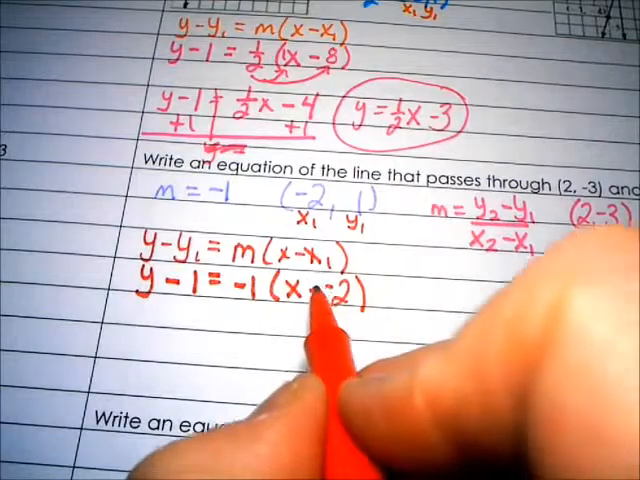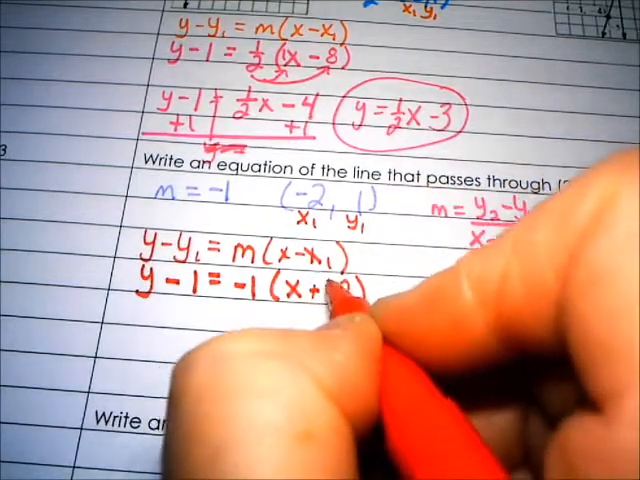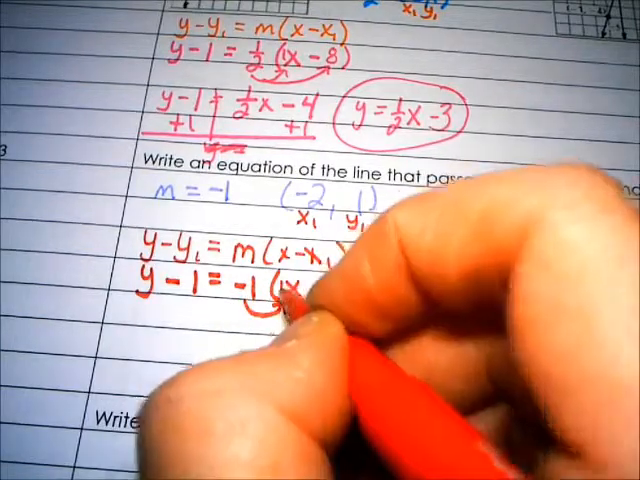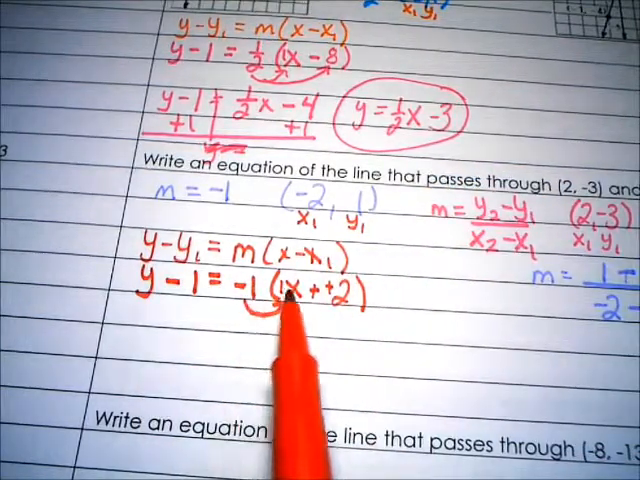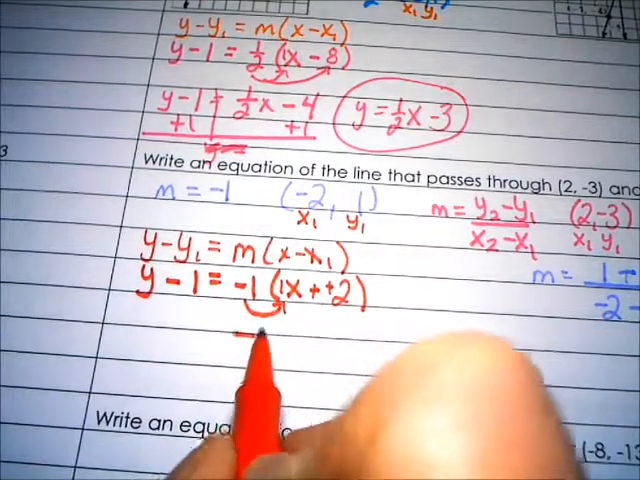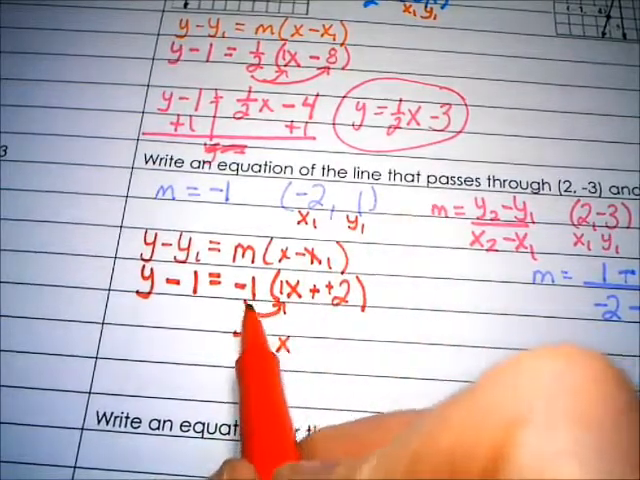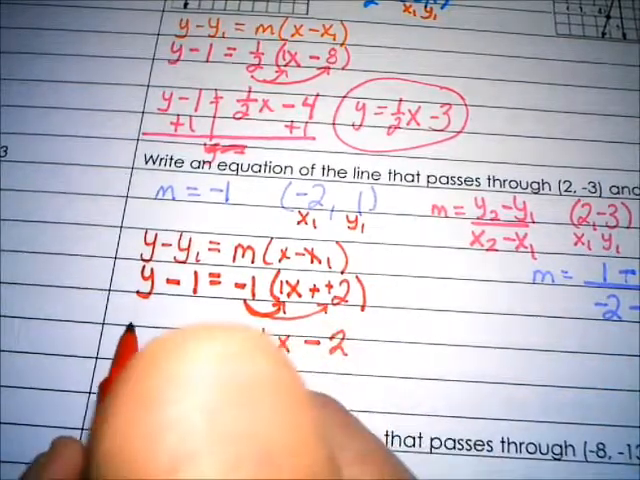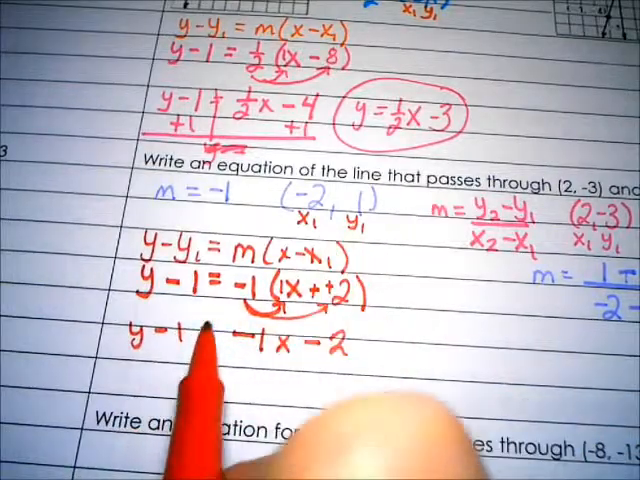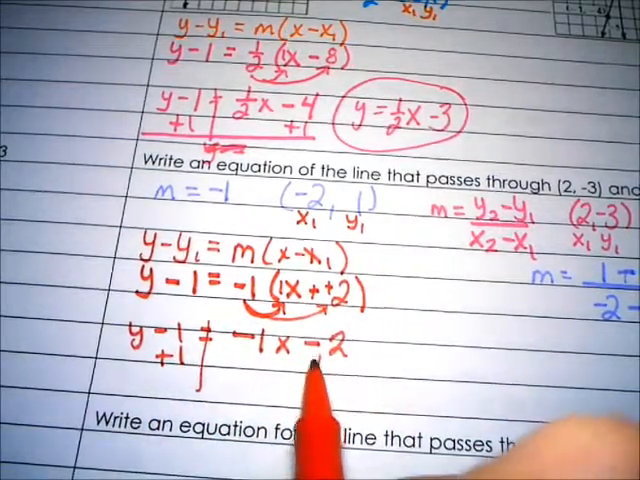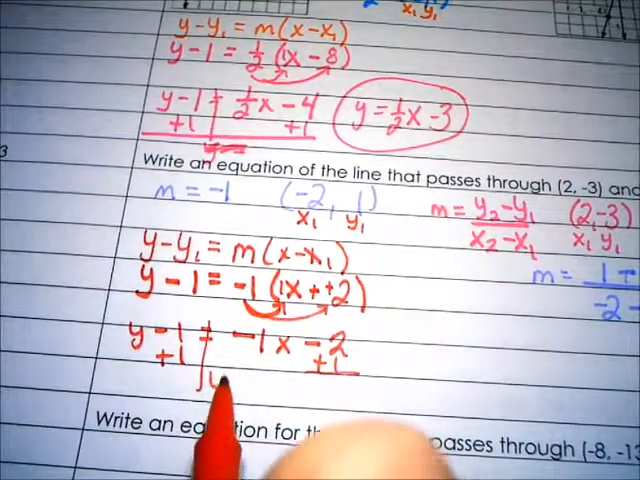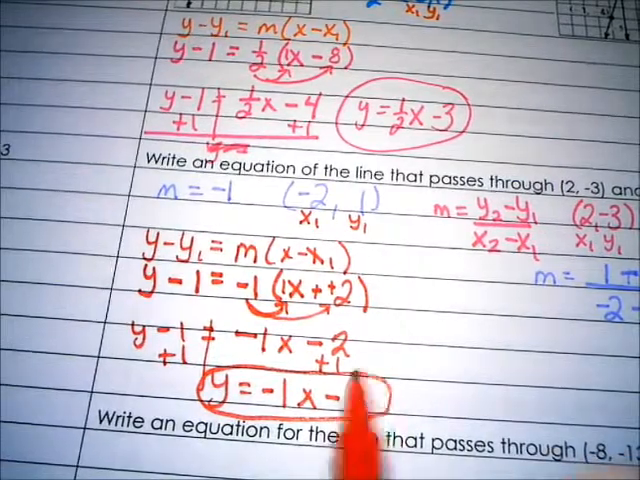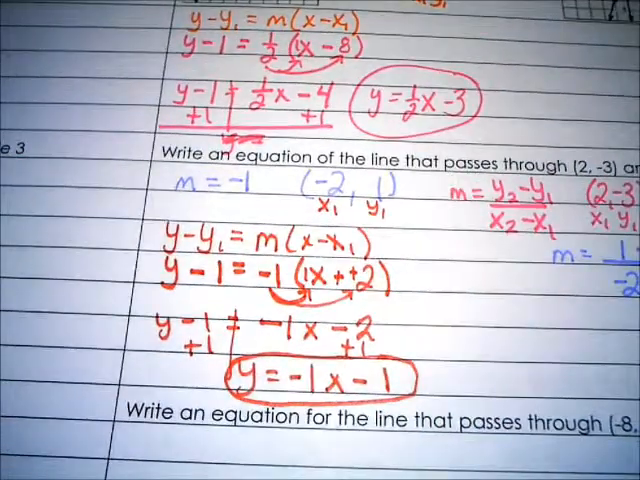I need to take care of my signs. I have a minus and a negative. Those both change to positive so that now I can distribute. Negative 1 times x, there's an understood 1 there, so negative 1 times 1 is still going to be negative 1x. And then negative 1 times 2 turns that to a negative 2. And then I have to move my constant. So this turns to a positive 1. And I have y equals negative 1x minus 1. There's my answer.